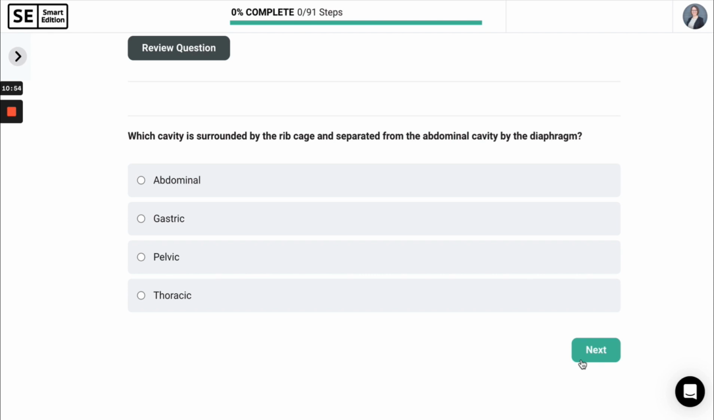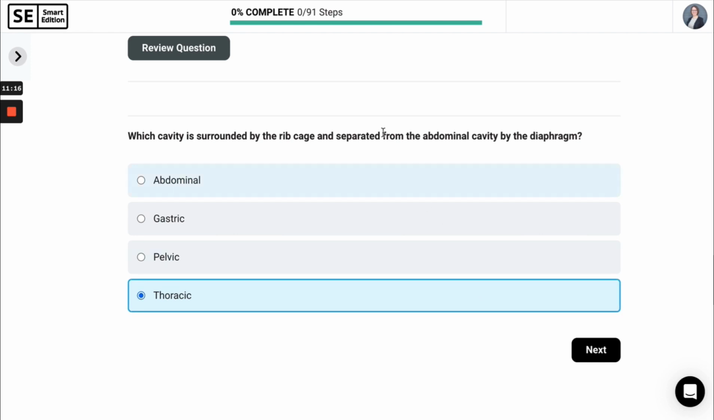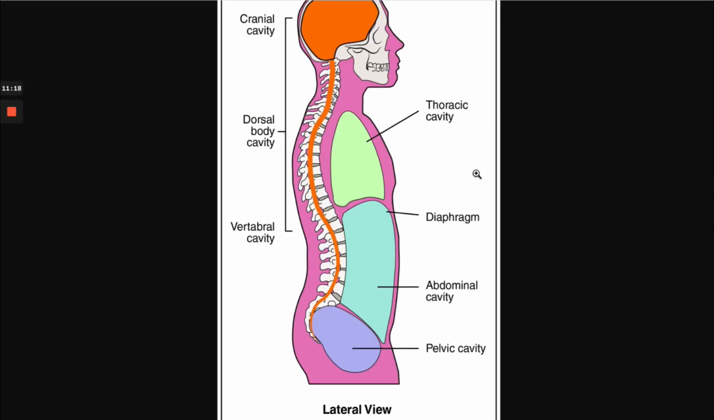Which cavity is surrounded by the rib cage and separated from the abdominal cavity by the diaphragm? Is it the abdominal, the gastric, the pelvic, or the thoracic? The correct answer is the thoracic. Let's go back to our picture of our body cavities. So cavities are essentially spaces in the body that house and protect organs.